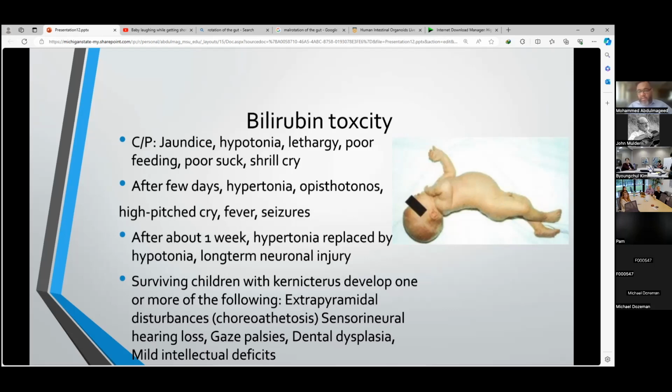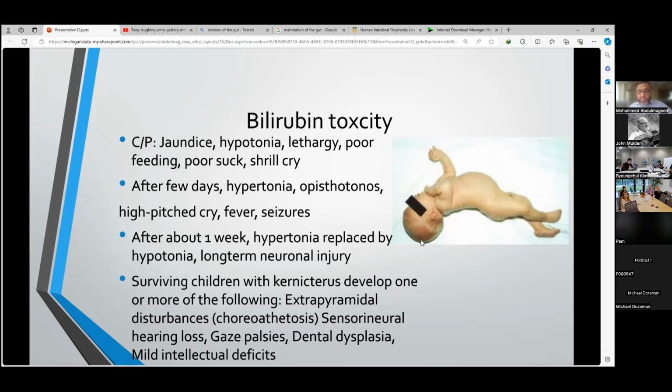Unfortunately, we have seen it happen. It's very rare to happen here in the US, and the reason is we are very strong and very aggressive in the treatment of indirect hyperbilirubinemia. But I've seen it outside the US.